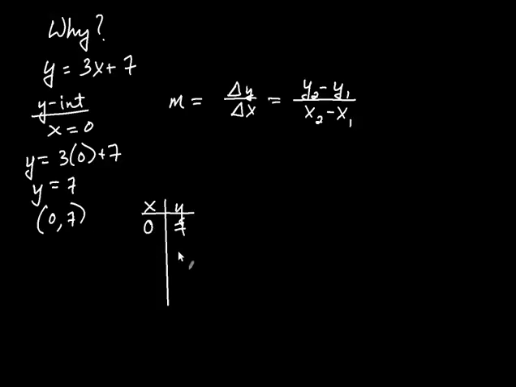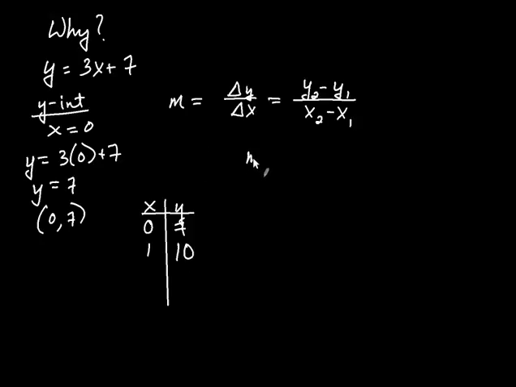Now I can pick any other pair that I want. Let me just pick x to be 1 because that'll make our calculations easy. And you can always do this. You can always choose x to be 0 and then x to be 1. And then, in this case, what do we get when x is 1? Well, let's see, 3 times 1 is 3, plus 7 is 10. Okay, so I'm going to use these two ordered pairs, (0, 7) and (1, 10), to calculate the slope.